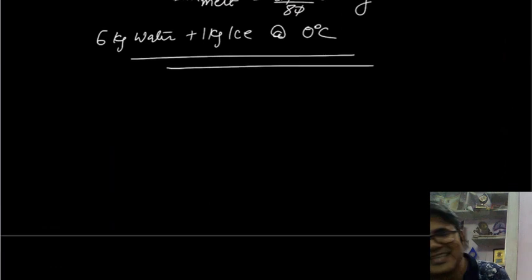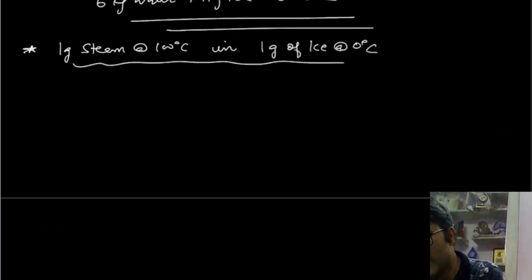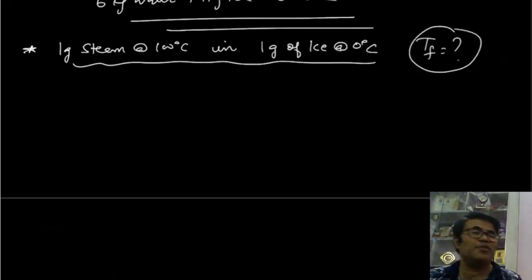Now one more interesting thing, you bring the steam factor in also. That's a very famous question, you all remember. You mix 1 gram of steam at 100 degrees Celsius in a container containing 1 gram of ice at 0 degrees Celsius. And now you are asked, what is the final temperature of the mixture? It's a very famous question.